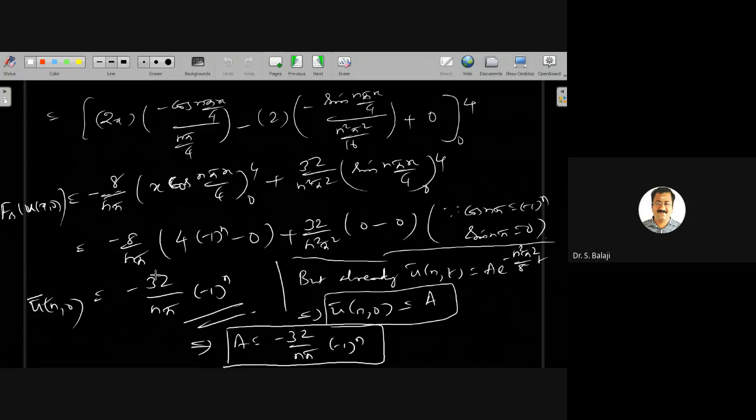Comparing these two, a is equal to minus 32 by n pi into minus 1 to the power n. Is this page over?